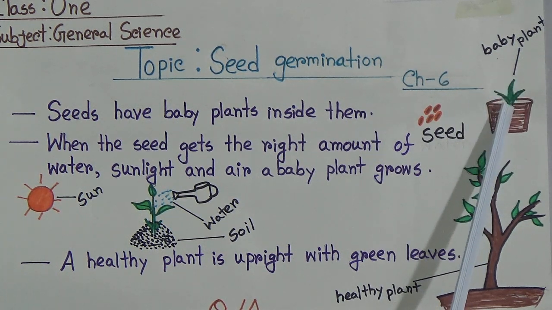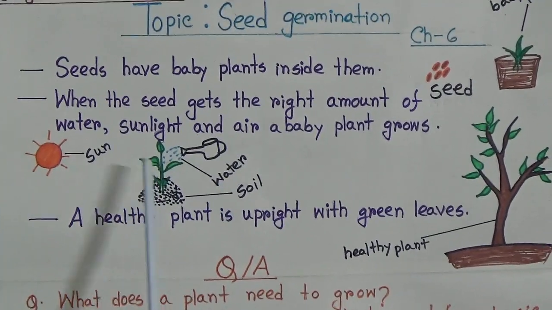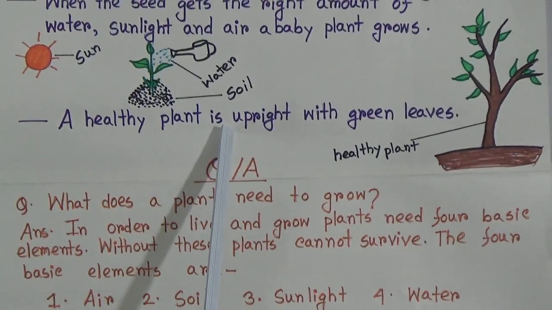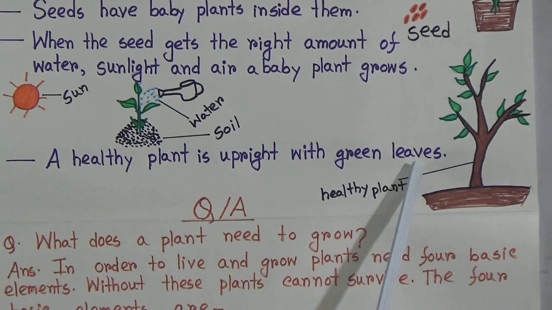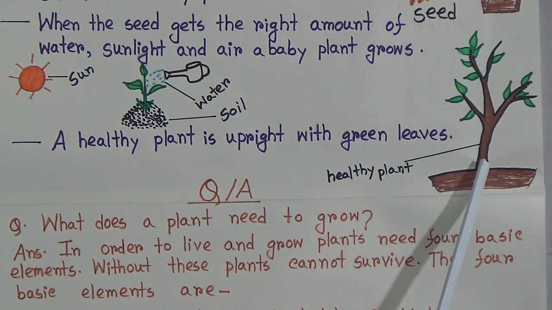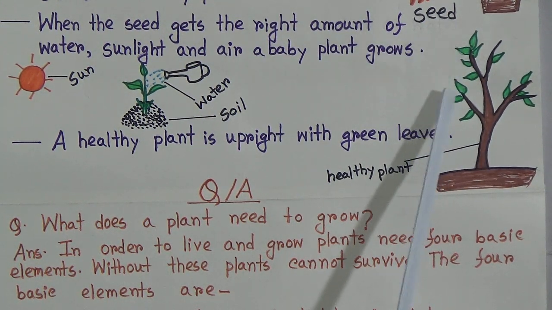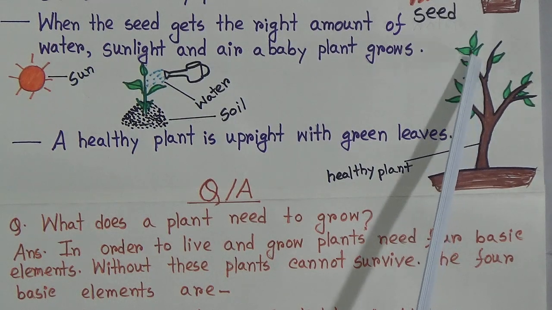After germination, look, here is a baby plant. If you provide the proper amount of water, air and sunlight, then a healthy plant will grow from this baby plant. A healthy plant is upright with green leaves. Look here, I have drawn a healthy plant. It contains green leaves and it's growing upward.